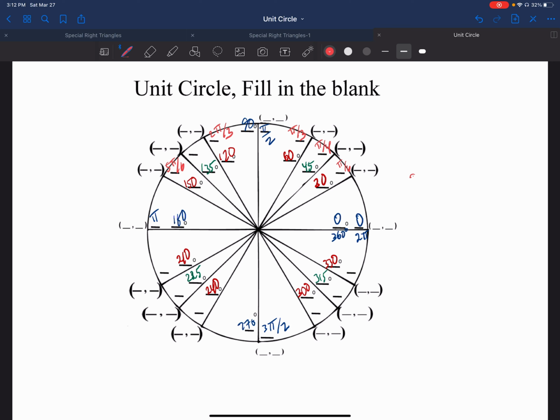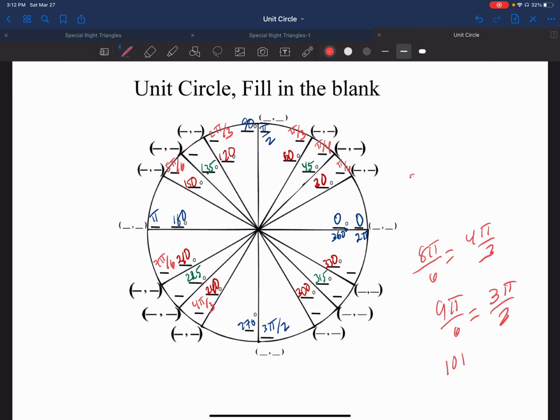The next one will be 7 pi over 6. I can't simplify that one. The next one will be 8 pi over 6, which simplifies to 4 pi over 3, which will go here. The next one would be 9 pi over 6, which simplifies to 3 pi over 2, which is already there.